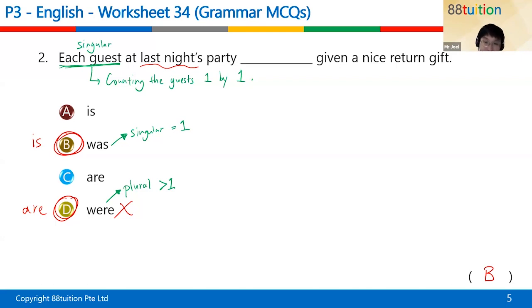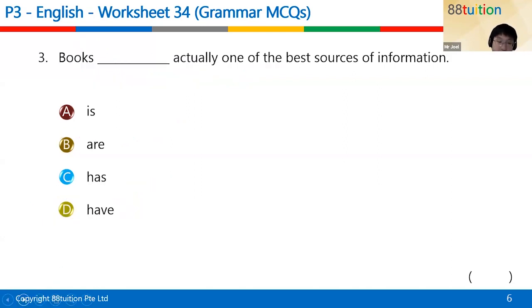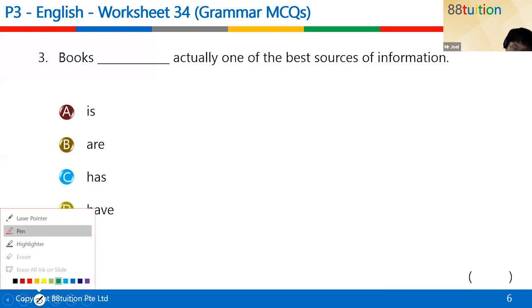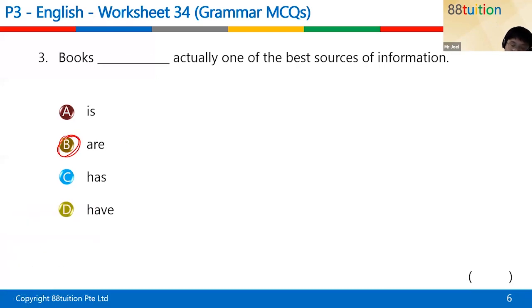All right, moving on. Question 3. Thank you for your explanation, Wei Hong. Very accurate. Question 3. Books actually are one of the best sources of information. Here, all of you got it correct, but Vincent hasn't replied yet online. So Vincent, why don't you give me your answer? Vincent is correct as well. So everyone got this right. Over here, the answer is are.